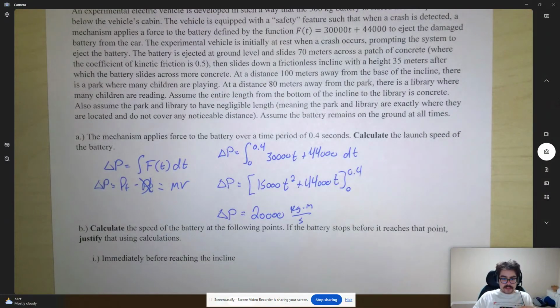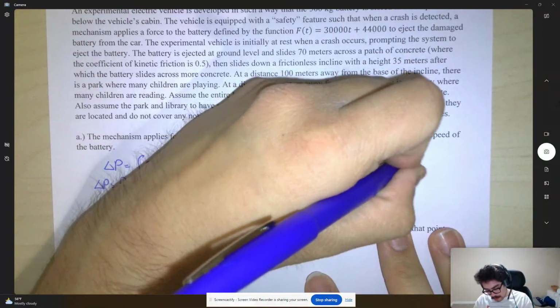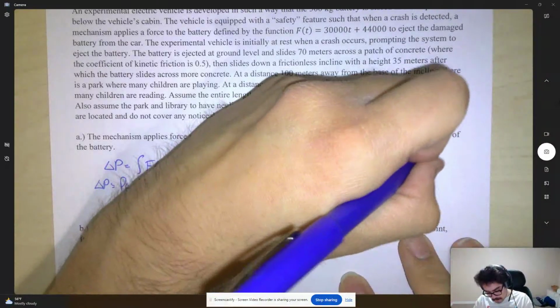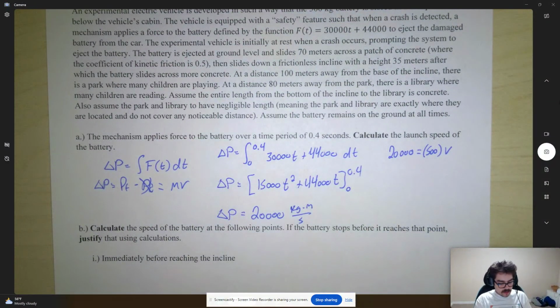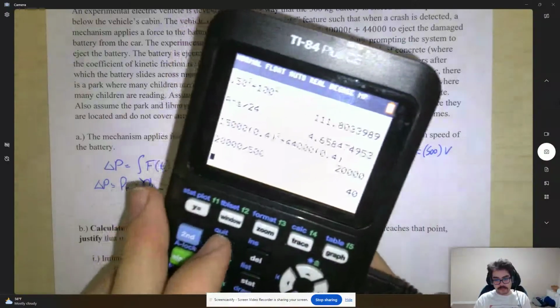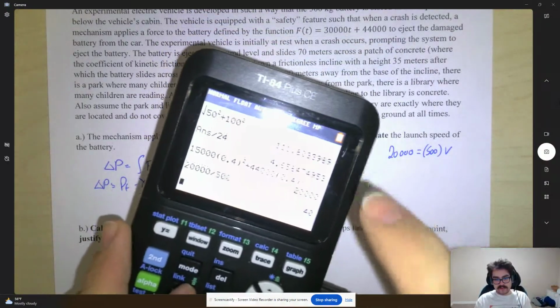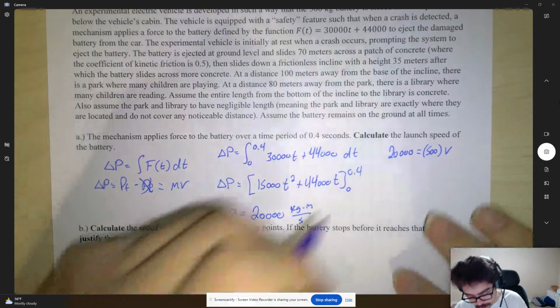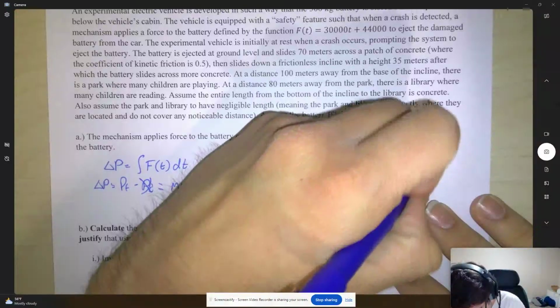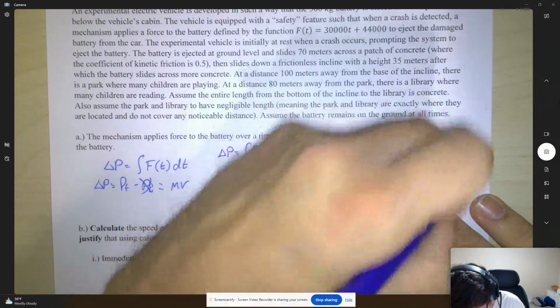This is the momentum. So then what I need to do is plug it back in to set this equal to mv and then solve for v. So I can say that 20,000 equals the mass, which is 500, times v. Divide both sides by 500. Voila. I should get 40. Don't mind the fact that my calculator is dead. It's always dead because it can't hold charge, unlike a capacitor, capacitors can hold charge. So v is equal to 40 meters per second.